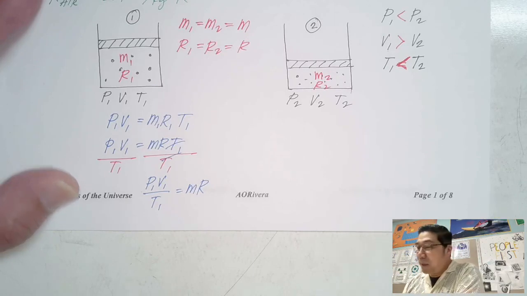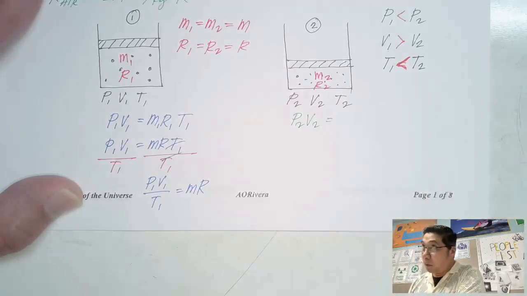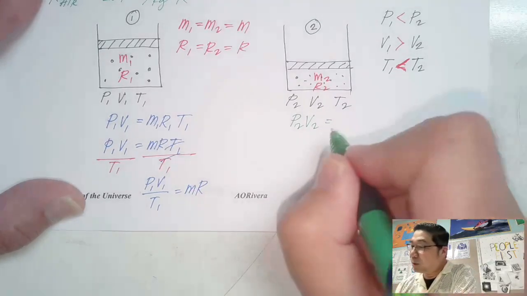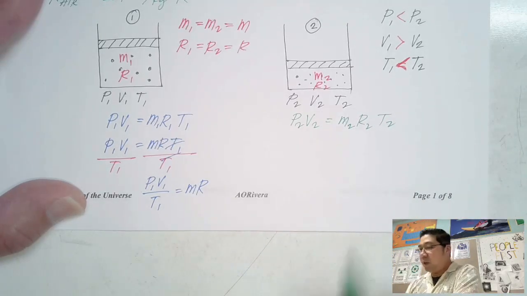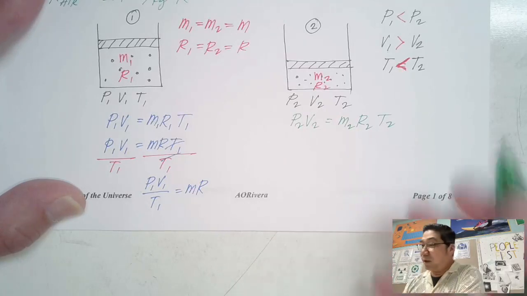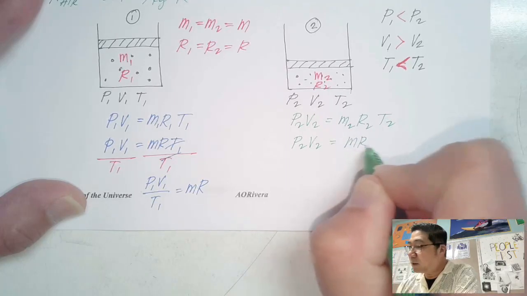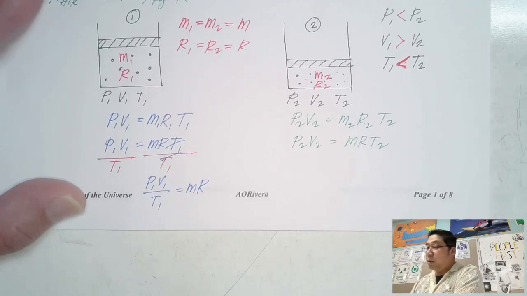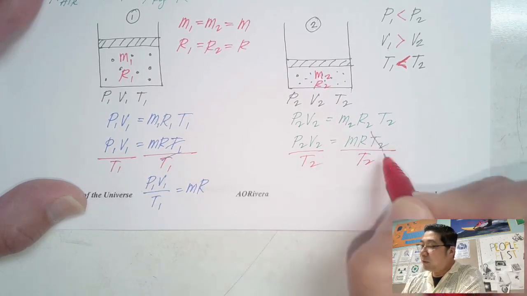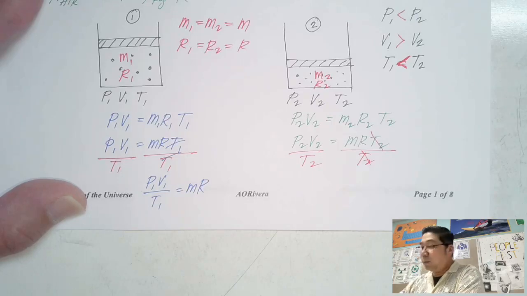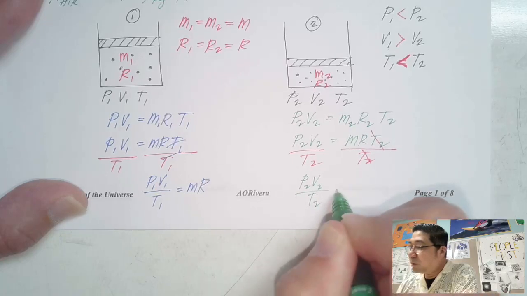Next, how about the second part? P2 V2, the product of pressure and volume number 2, is equivalent to M2 R2 T2. Same process. We know that the mass and R did not change, so P2 V2 equals M R times T2. Just divide both sides by T2 again. T2 cancels out on one side, and we have P2 V2 over T2, which is equivalent to M R.